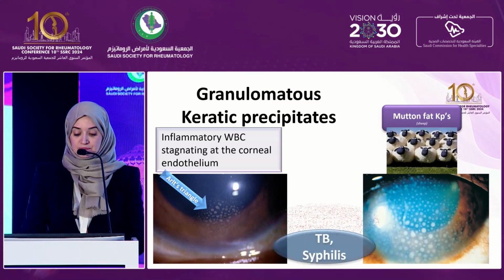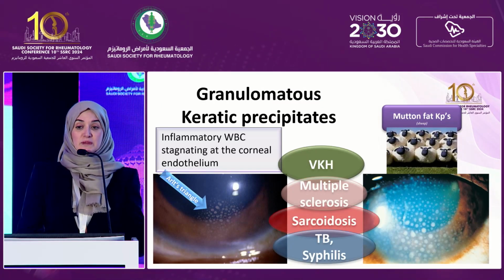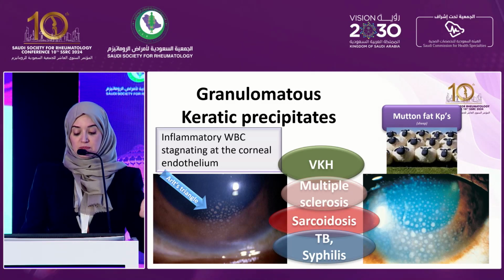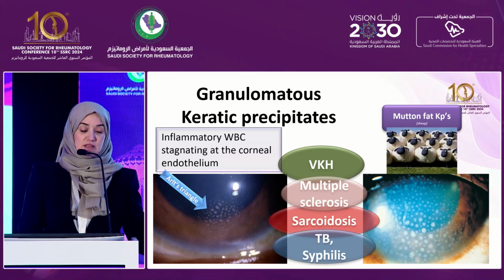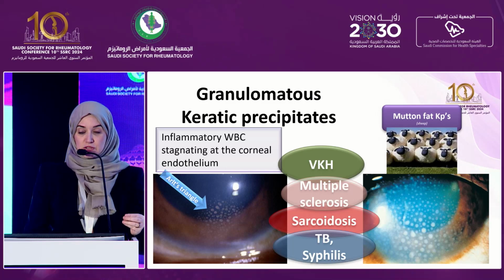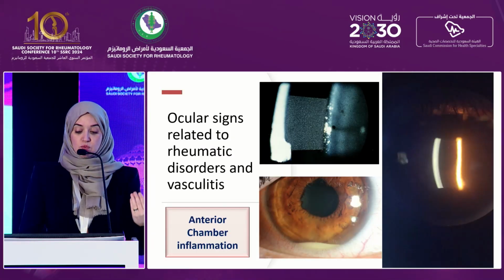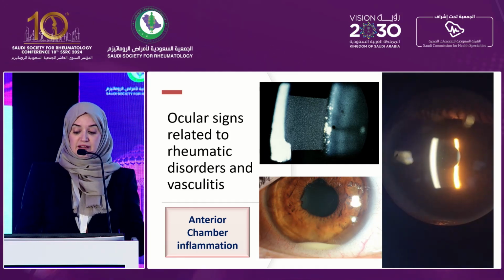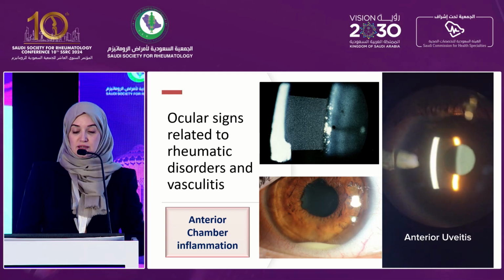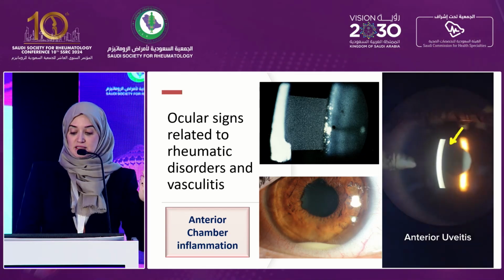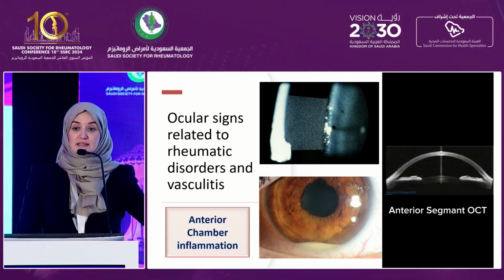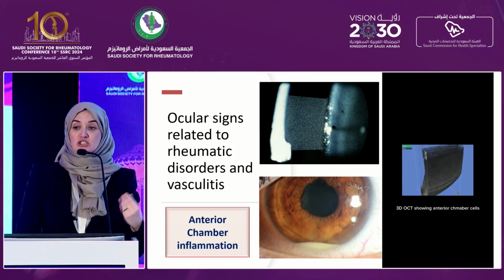KPs can be granulomatous, and when I tell you that I have a granulomatous inflammation in the anterior chamber, you keep these things in your mind. It's either syphilis, TB, sarcoidosis, multiple sclerosis, and VKH. These are the commonest causes for granulomatous uveitis. The non-granulomatous uveitis will come with something called anterior chamber cells, hypopyon, and flare. You can see here in the video on the right side how there are cells floating behind the cornea in front of the pupil, and this is exactly what I see. I see the inflammation active in the eye.